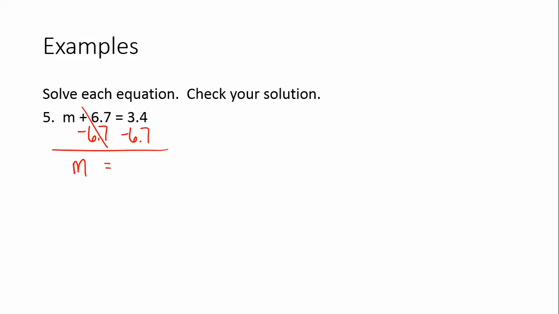And now we need to do 3.4 minus 6.7. Well, if we write this over here, 3.4 minus 6.7, we need to add the opposite. Now we have two numbers whose signs are different. We actually need to subtract those numbers from each other. 6.7 minus 3.4 is 3.3. Notice the 6.7 was negative, so our answer is going to be negative, since 6.7 is larger than 3.4. So we get that m equals negative 3.3.